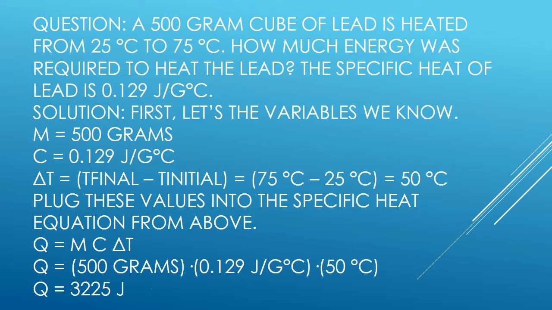minus T initial, is equal to 75 degrees Celsius minus 25 degrees Celsius, which is equal to 50 degrees Celsius. The formula is mcΔT, which is 500 grams times 0.129 joule per gram per Celsius times 50 degrees Celsius, which equals the heat, 3225 joules.